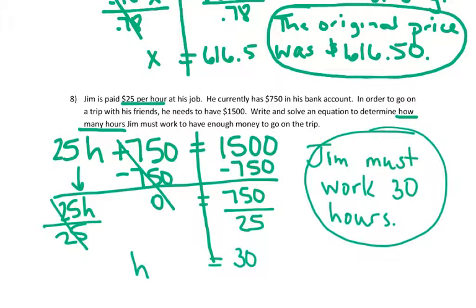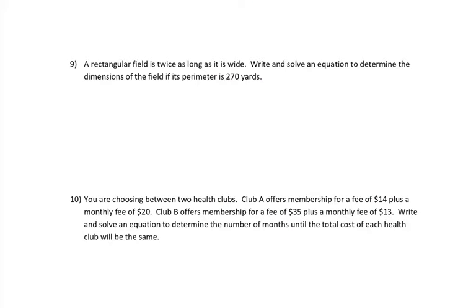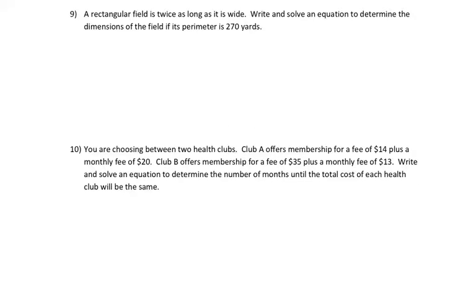All right, we have 3 more. Number 9, a rectangular field is twice as long as it is wide. Write and solve an equation to determine the dimensions of the field if its perimeter is 270 yards. So, first of all, you need to know what the word dimensions is. That means the length and the width of the rectangle.